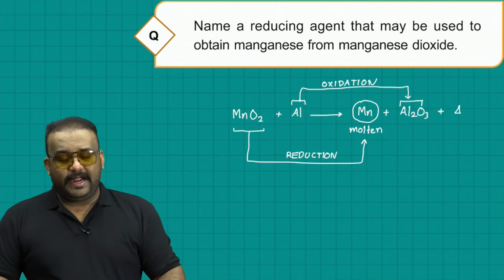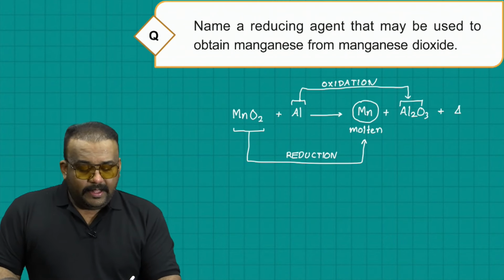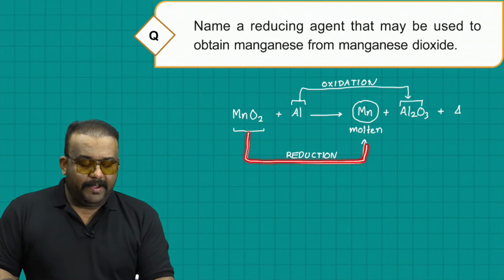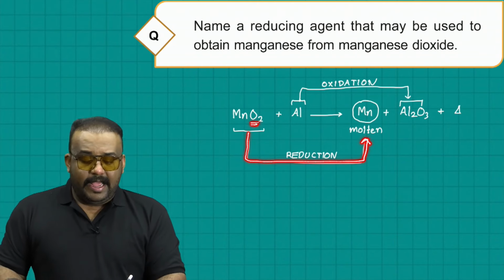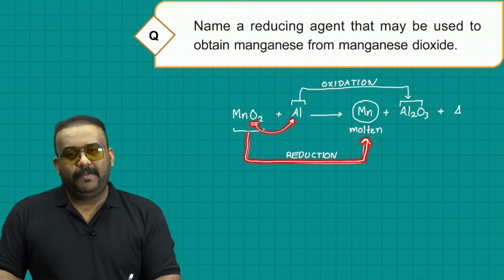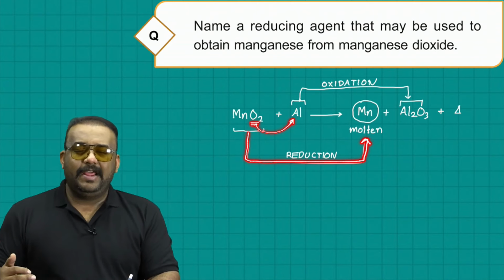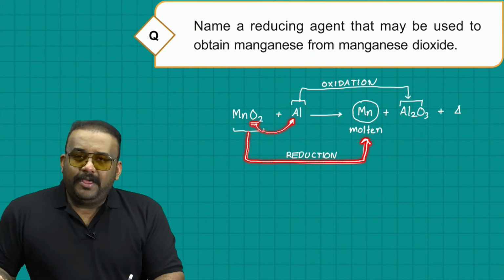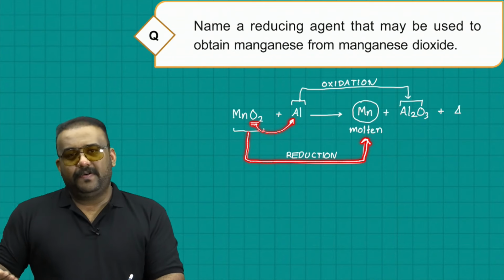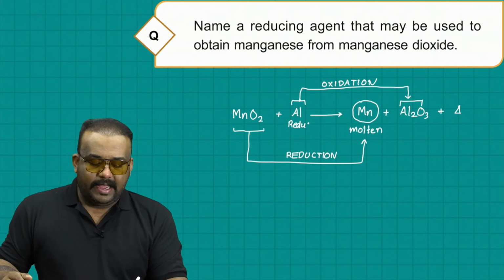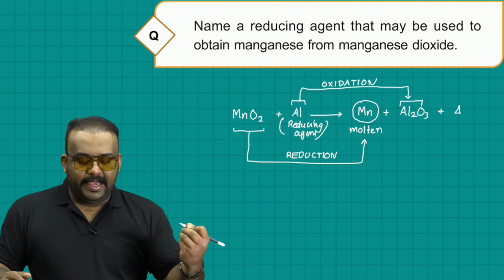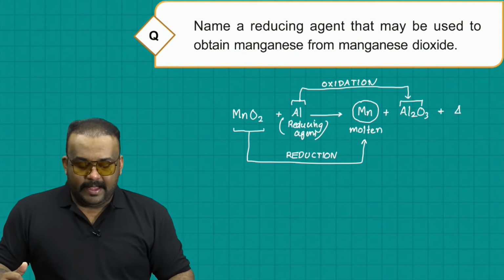And one more point I would like to add here is, during the process of reduction of MnO2 into Mn, I told you that oxygen is lost by MnO2. And that oxygen is gained by aluminium. So we can say that, in a way, aluminium is responsible for reduction of MnO2. So any agent that helps in reduction is called a reducing agent. So in this reaction, the reducing agent is aluminium.